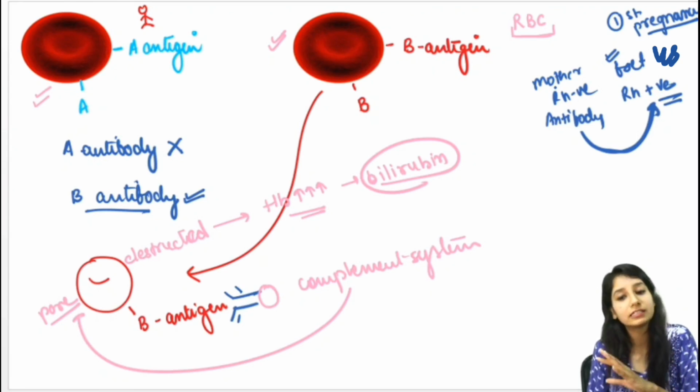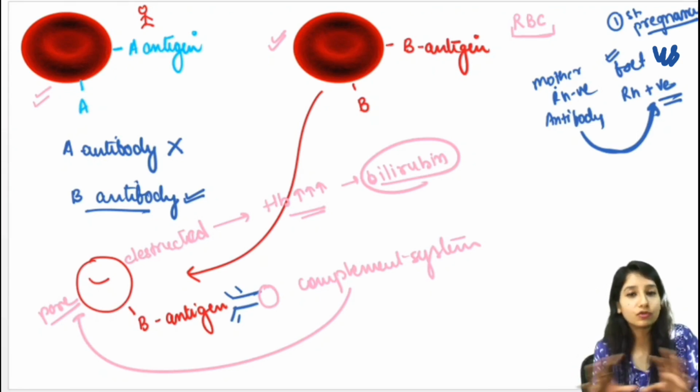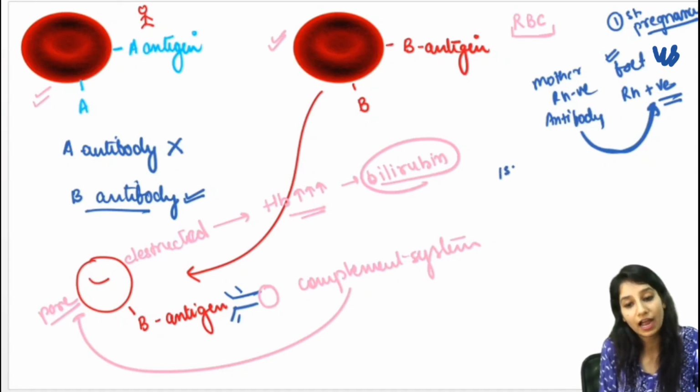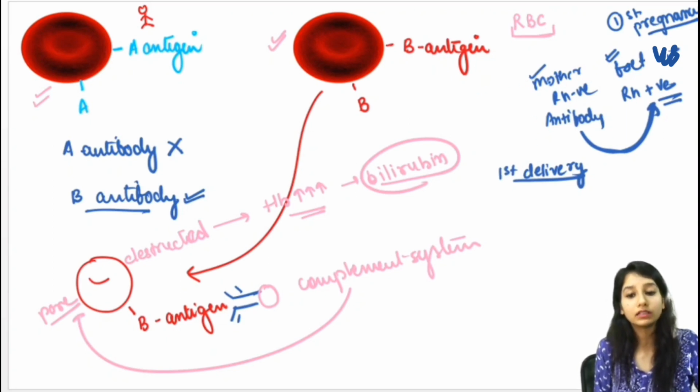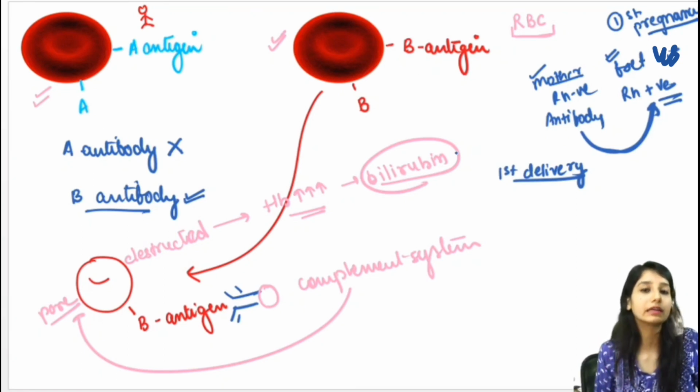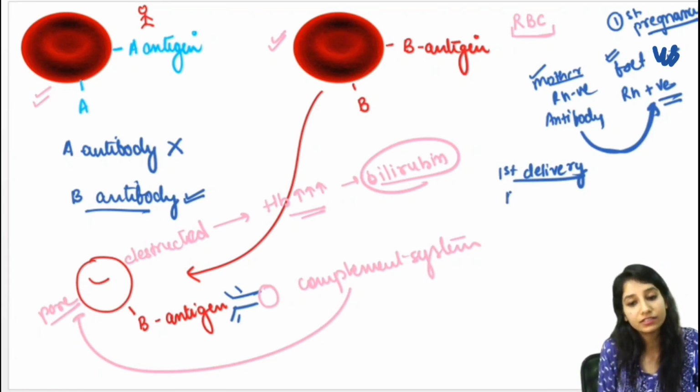During the first pregnancy, both bloods are separated, so no problem will occur. But during the delivery of the first child, the blood of the fetus will come in contact with the mother. Now the mother will start forming antibodies against this RBC of the fetus. But the baby is delivered, so there's no issue. But what will happen when the mother is pregnant with the second baby?